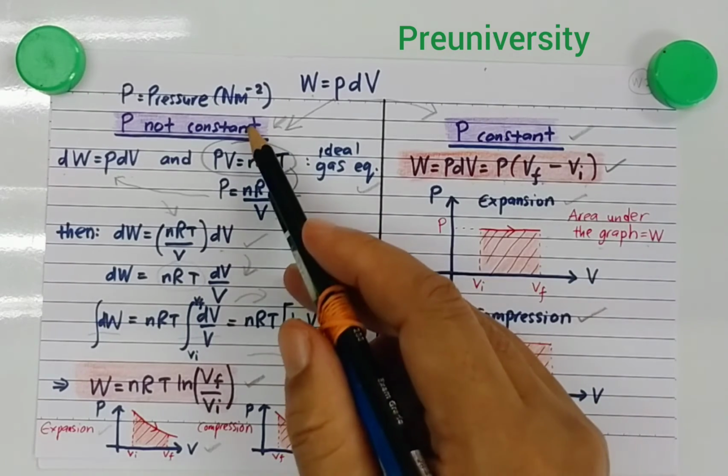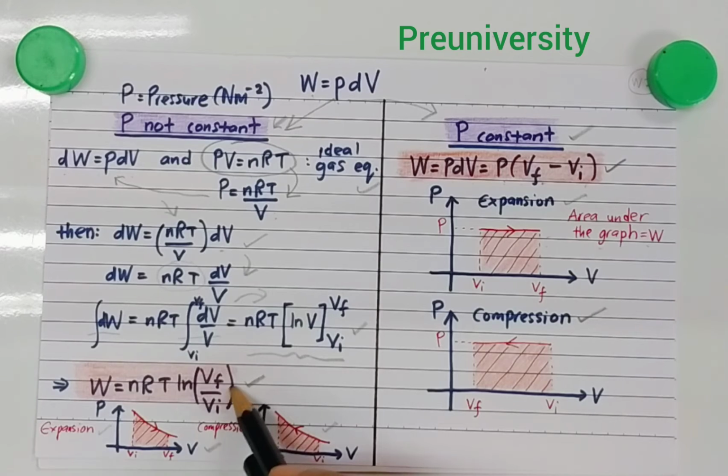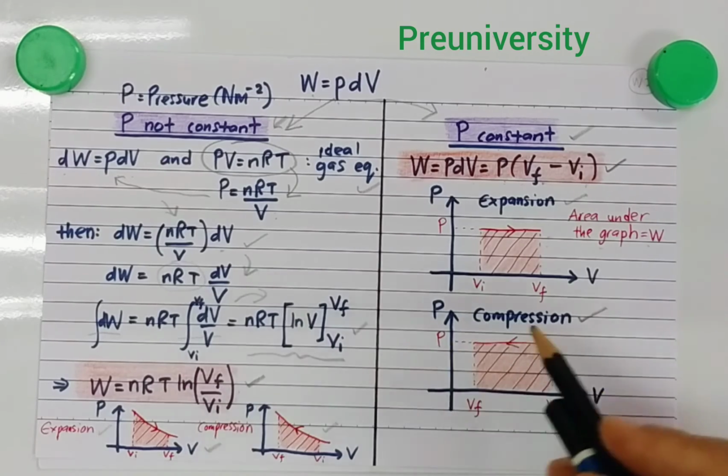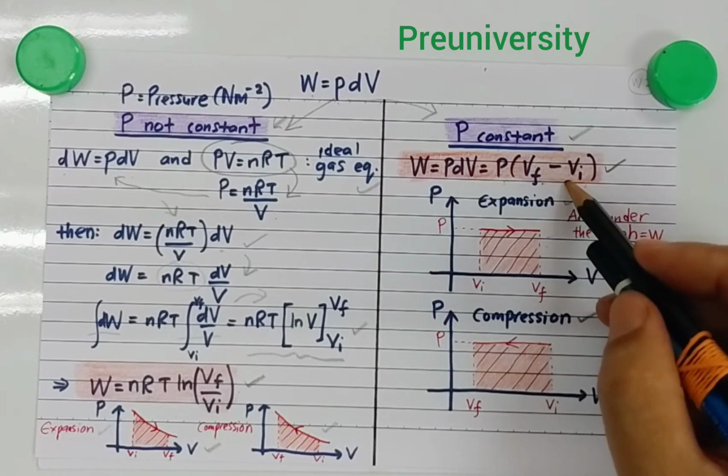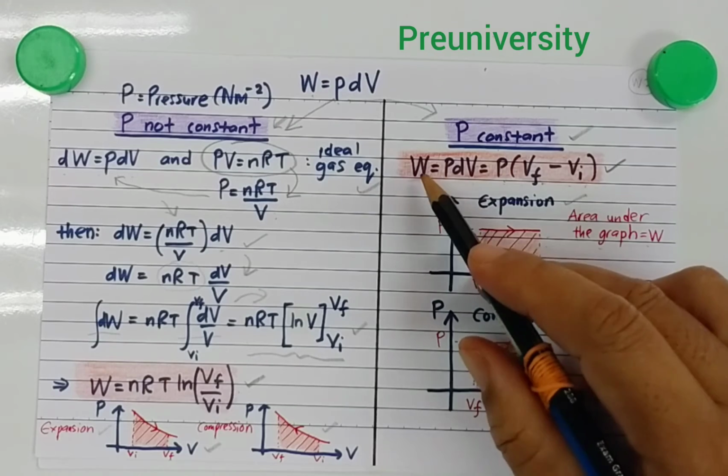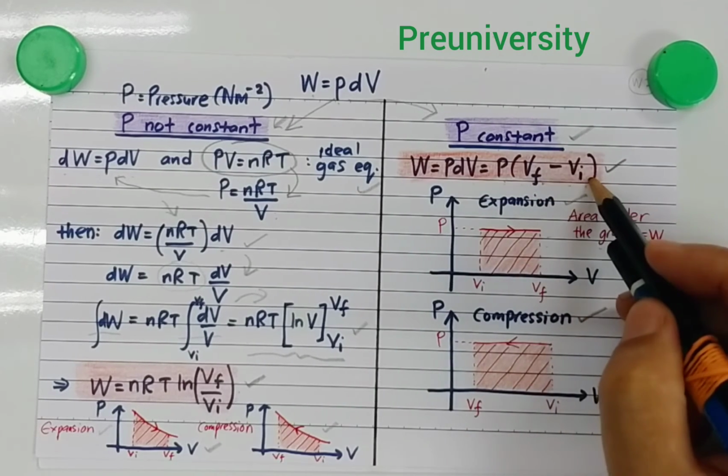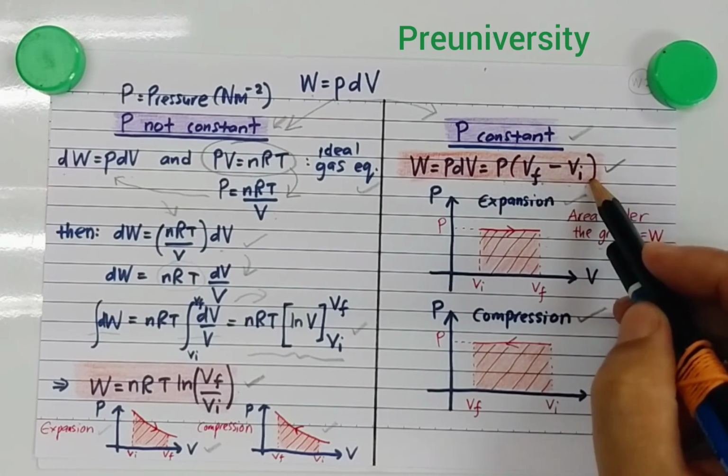Okay, so here is for P is constant. If P is not constant, we need to apply this equation: W is equal to nRT ln V final over V initial. If P is constant, straightforward, apply this equation: W is equal to P times V final minus V initial, then you can get the answer.